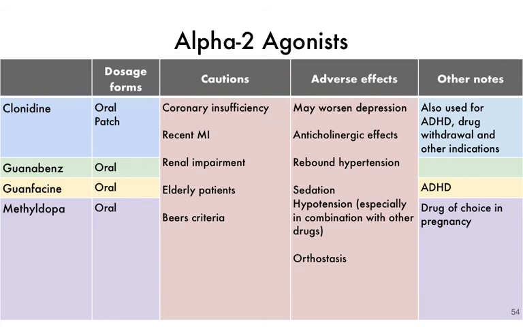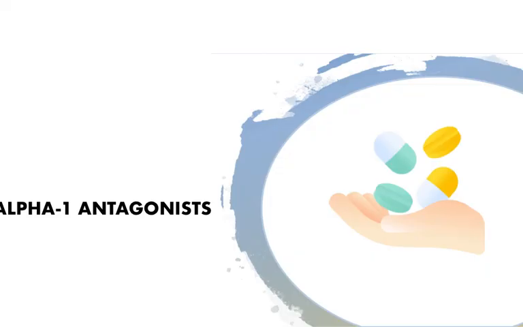They're all on the Beers criteria, so they should be avoided in elderly patients. They can worsen depression. They have highly anticholinergic effects, so they can be highly sedating. They can also cause a lot of orthostatic hypotension. So generally, these are not the first, second, or even third medications you reach for in treating hypertension. But patient characteristics may dictate, because of contraindications, that you reach for some of these alpha-2 agonists.